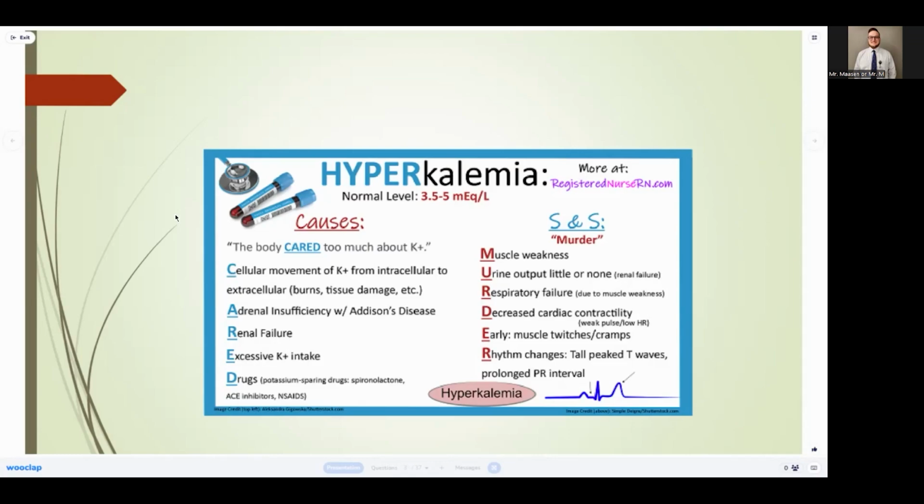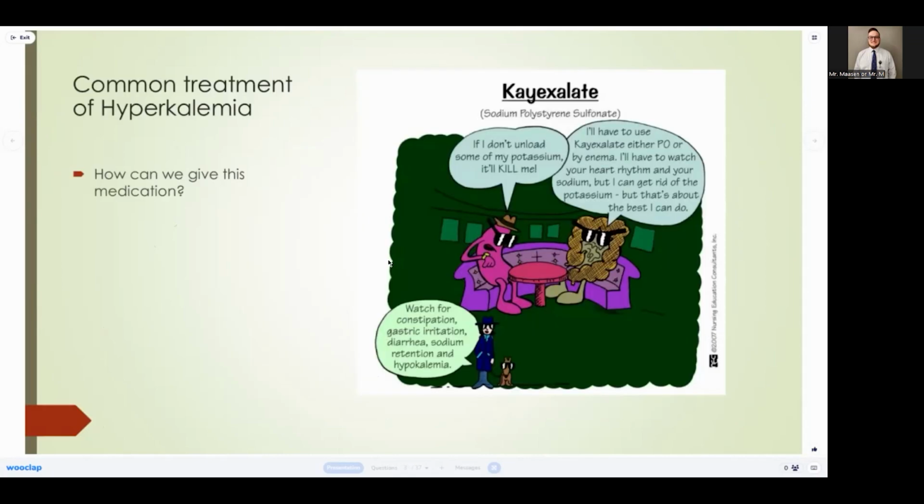Could have respiratory issues because of the muscles or weakness. Decreased cardiac contractility. Again, the big takeaway from high or low potassium is always going to be these rhythm changes with the heart, or muscle contraction is going to be an issue either way. So what do we do about a hyperkalemia, a high potassium?